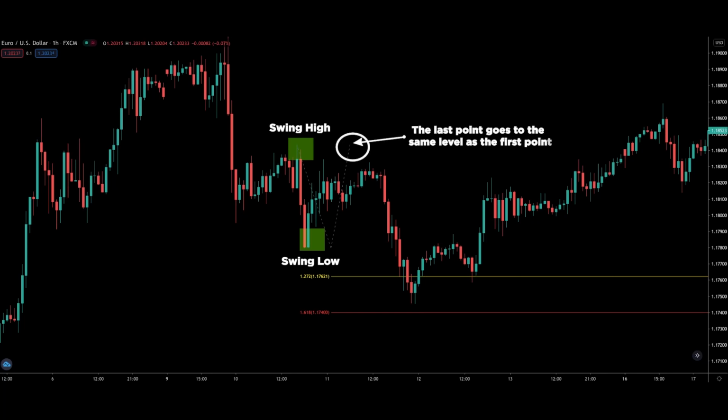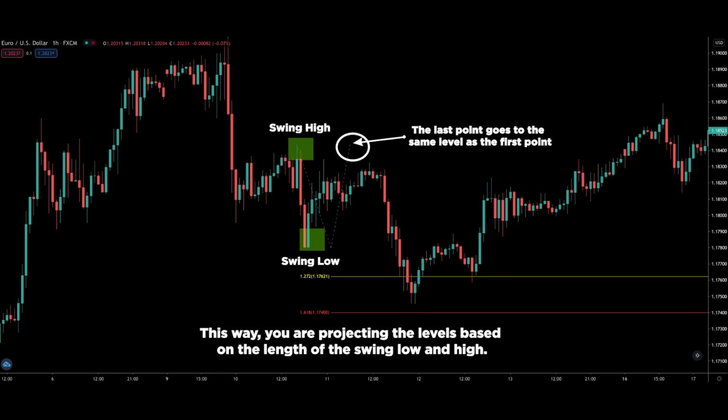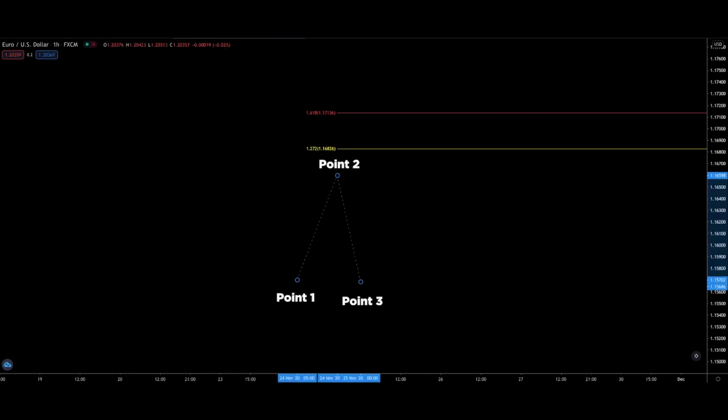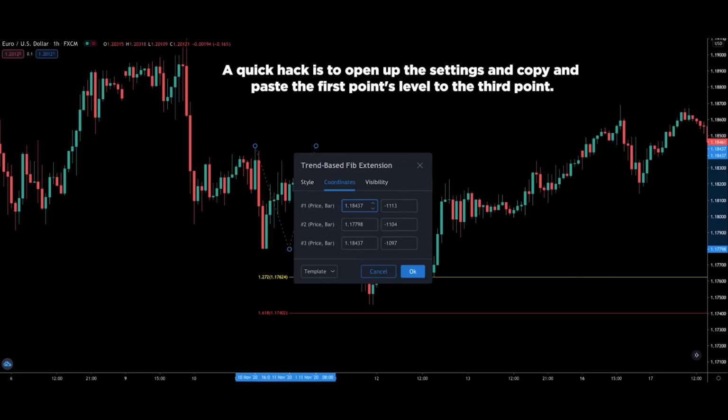Now what about the last point? Well, the last point should go to the same level as the first point. This way, you are projecting the levels based on the length of the swing low and high. I see many traders connect the third point to other places and use it wrongly. So please remember that the first point and the third point is the same. A quick hack is to open up the settings and copy and paste the first point's level to the third point. This is the most precise and accurate way to do it.